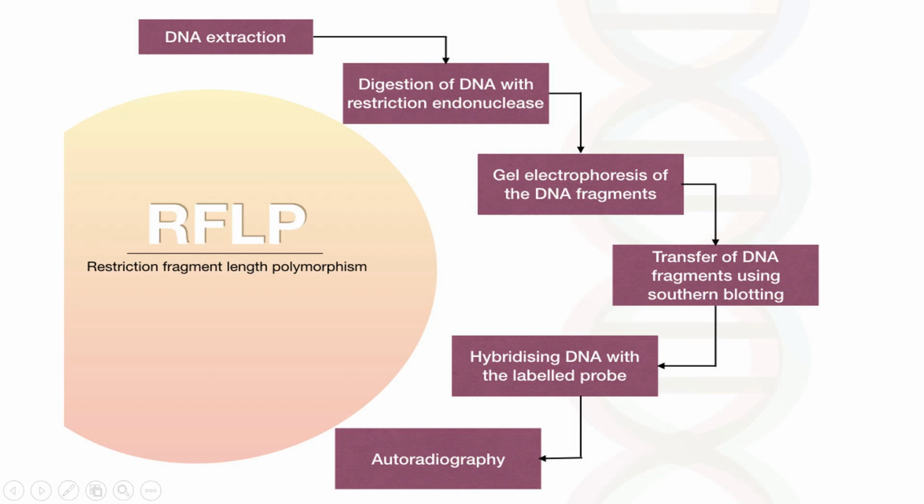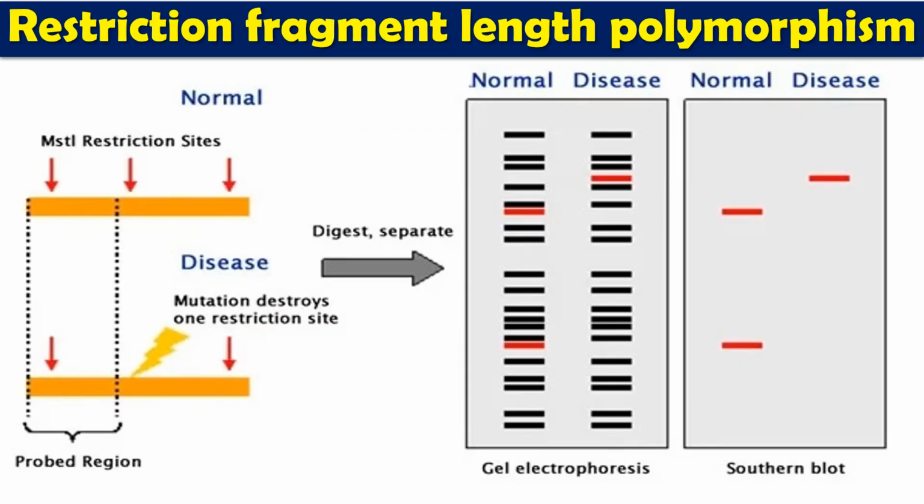Now these different bands we are going to transfer onto nitrocellulose membranes through the Southern blotting technique. Once it is transferred, it will be blotted onto the membranes. Then it is going to be hybridized with the labeled probe. So it will be visualized through autoradiography, like you can see in the picture. So first, this is a DNA sequence which we want to identify.